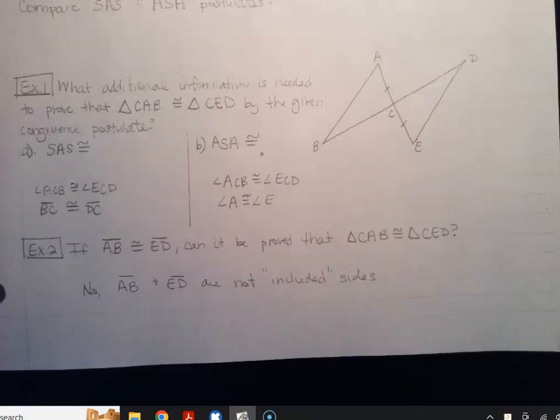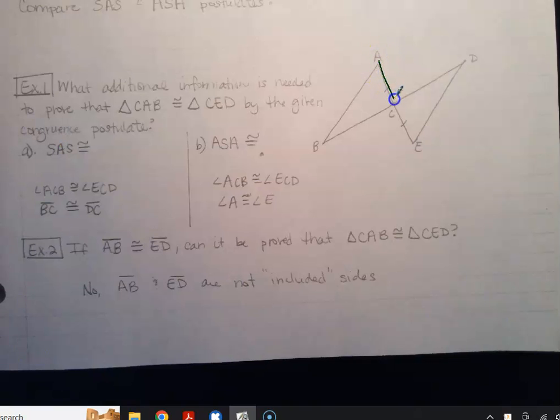By the given congruence postulate. We did kind of in our warm-up. All right, but we want to use this postulate. Okay, so it says, how do we prove it with the SAS? Okay, so side angle side. So we currently have that a side is known, right?